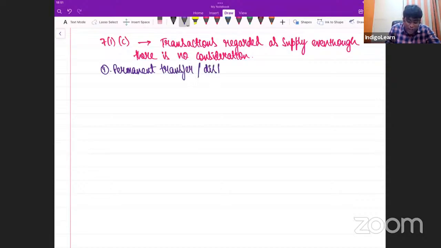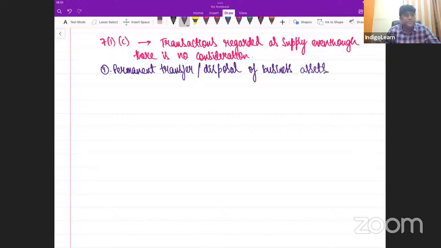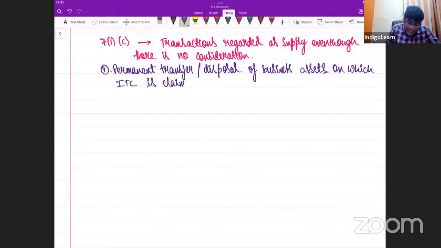Permanent transfer or disposal. Disposal is something like sale. Permanent transfer or disposal of business assets on which ITC is claimed. This line is important. If ITC is claimed, then only we call it supply, even though there is no consideration. If ITC is not claimed, then we don't call it supply. That's important.